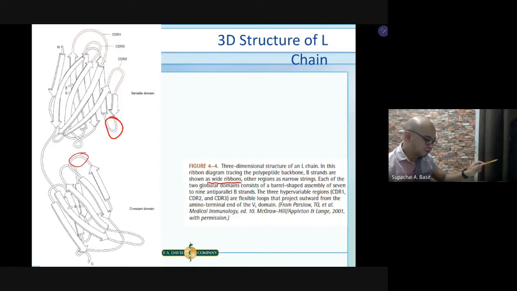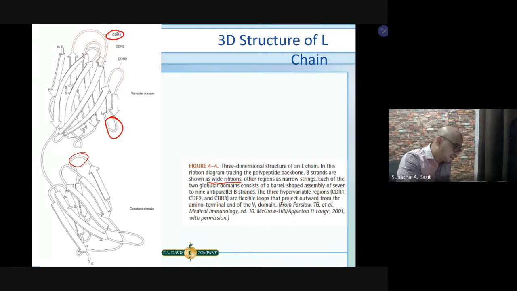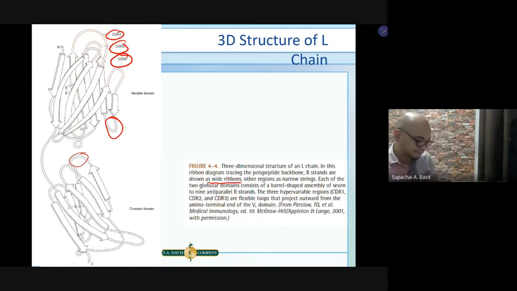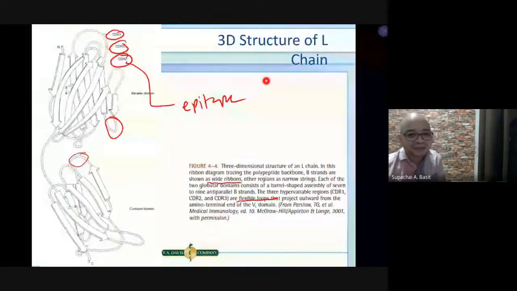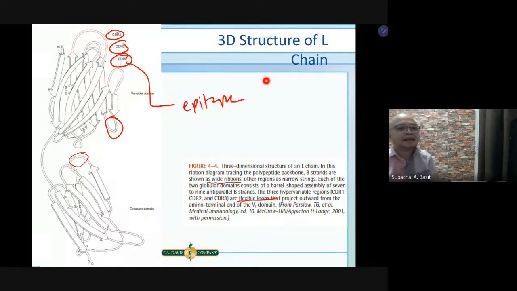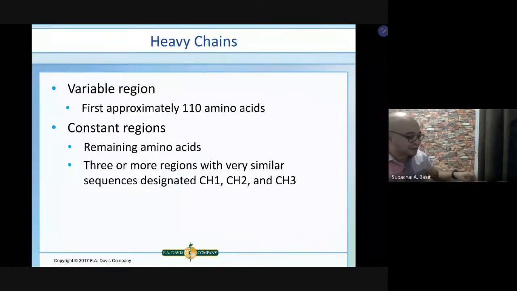There are also 3 hypervariable regions in the 3-dimensional structure of the light chain. We designate them as CDR1, CDR2, and CDR3. These are flexible loops. As you can see, they are highly flexible and projected outward from the amino terminal of the variable light chain. They are highly flexible because they can adapt and bind with the epitope, or the antigenic determinant, of the antigen. So this is the three-dimensional structure of the light chain.